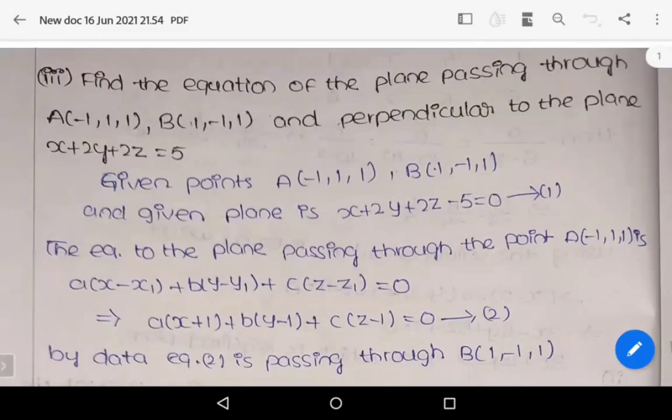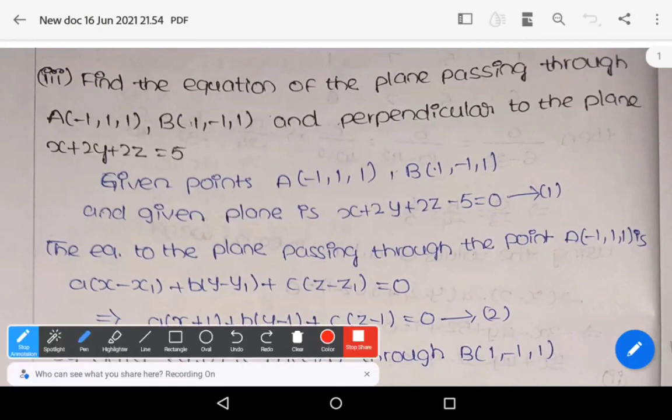In this video, we discuss some problems in solid geometry related to the plane. Let us see the problem. Find the equation of the plane passing through two points, A(-1, 1, 1) and B(1, -1, 1), and perpendicular to the plane x + 2y + 2z = 5.